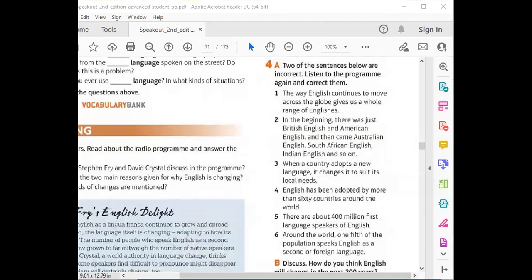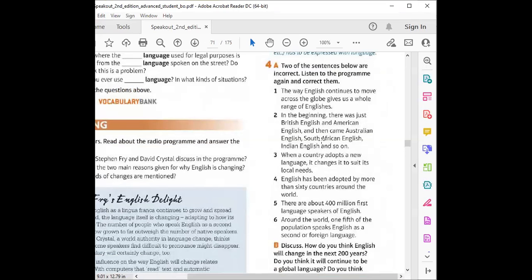Professor David Crystal says that the migratory patterns of our language as it continues to move across the globe gives us a whole range of Englishes, and that process is becoming ever more intense. So just as once upon a time there was British English and American English, and then there came Australian English and South African English, and then Indian English, and then Caribbean English, now it's down to the level of Nigerian English, Ghanaian English, Singaporean English, and so on. And these are the new Englishes of the world. But what happens is this, that when a country adopts English as its language, it then immediately adapts it to suit its own circumstances.